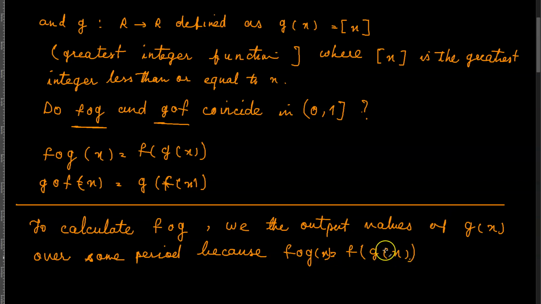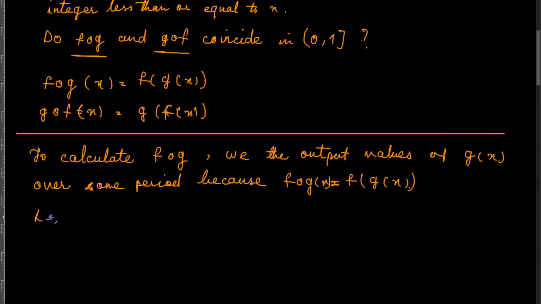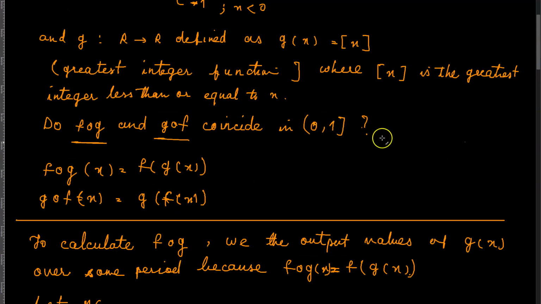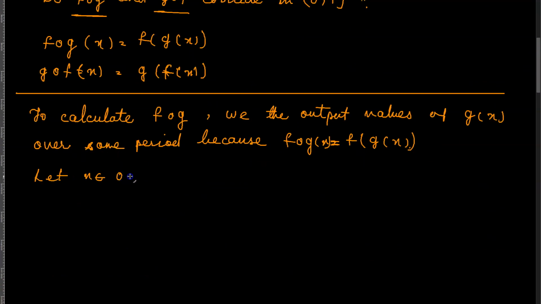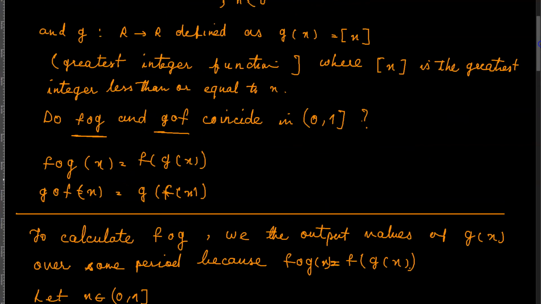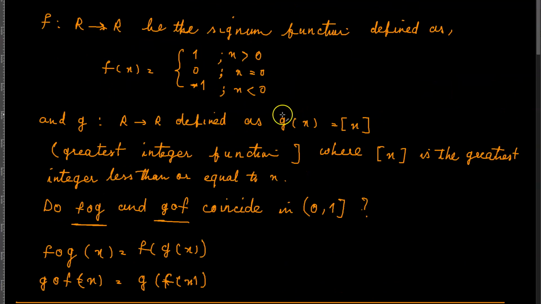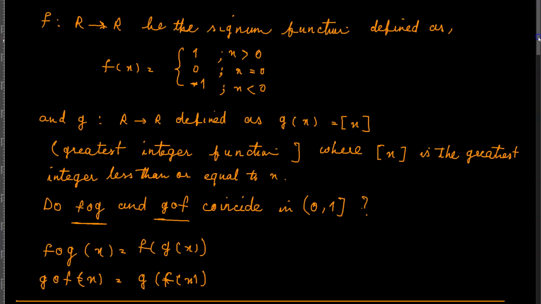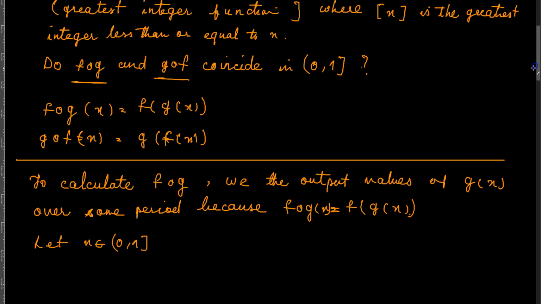Now of course if we have no constraints on x, then it's not easy to basically talk about this. So I'm going to say that, for example, x belongs to some interval, for example 0, 1, right? And g of x is the greatest integer function, where the domain is R and the codomain is R, right?